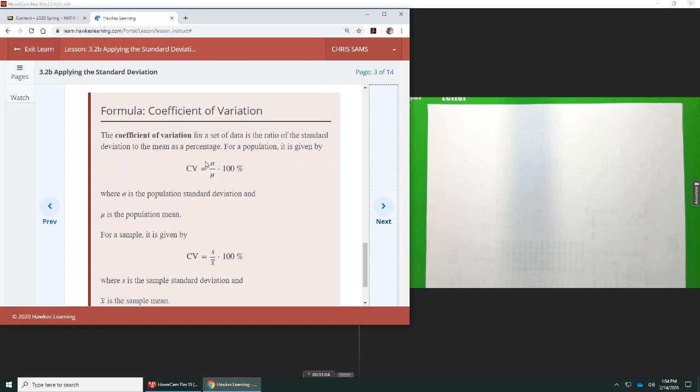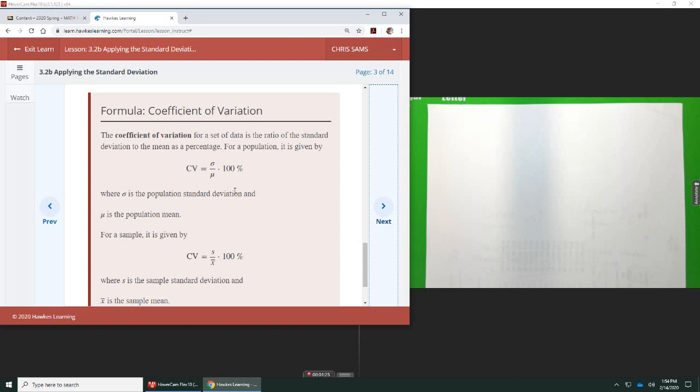Basically, the coefficient of variation is used to really help you compare two different sets of data. So normally when you're looking at comparison, you want to compare apples to apples. Well, now we can compare apples and oranges and get an accurate result.